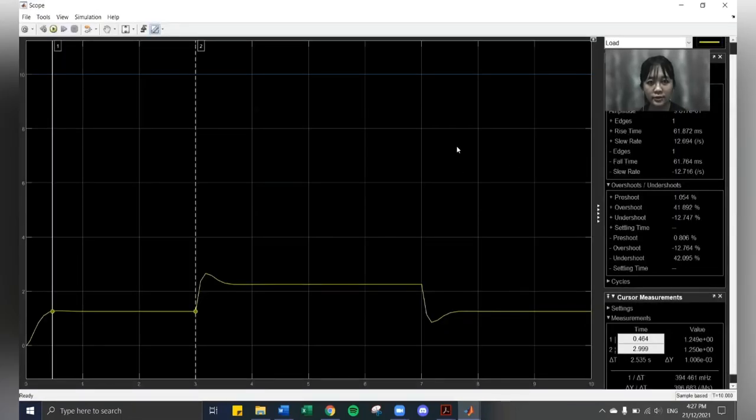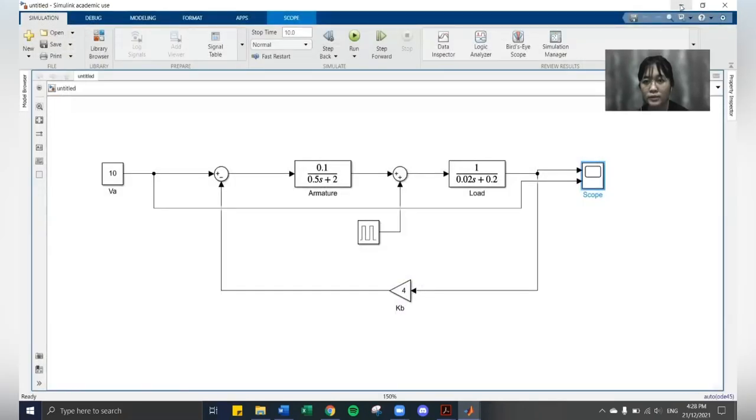So this is the scope result, and this is the waveform that we get for the block diagram without disturbance. So that's it for this part.